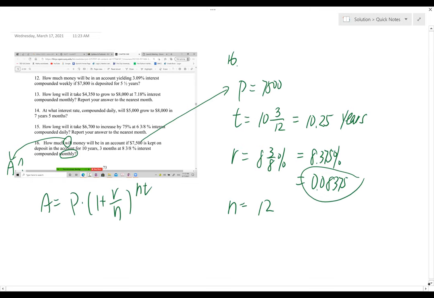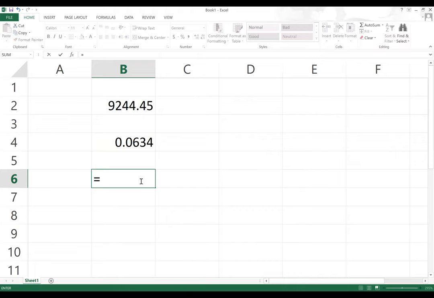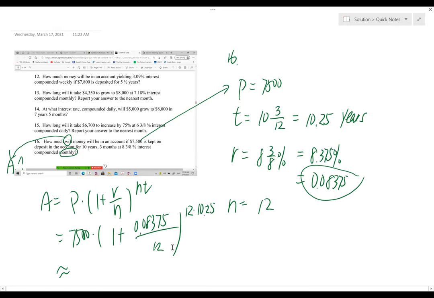Now throw your numbers into the formula. So 7,500 times 1 plus the rate, 0.08375 over 12. The exponent is 12 times 10.25. Easily, we can use Excel to get a result. Let's go back here. So you get 7,500 times 1 plus 0.08375.